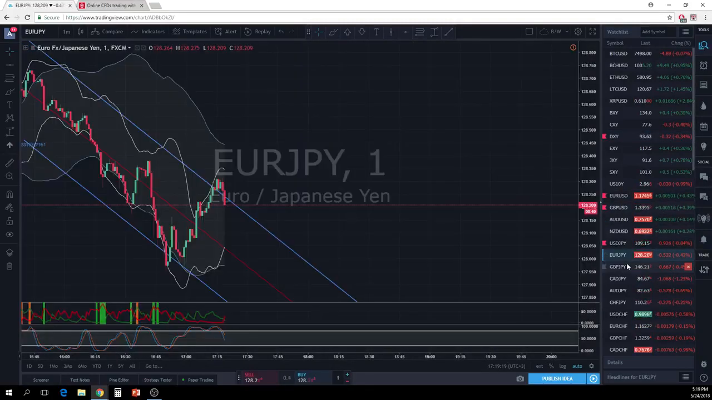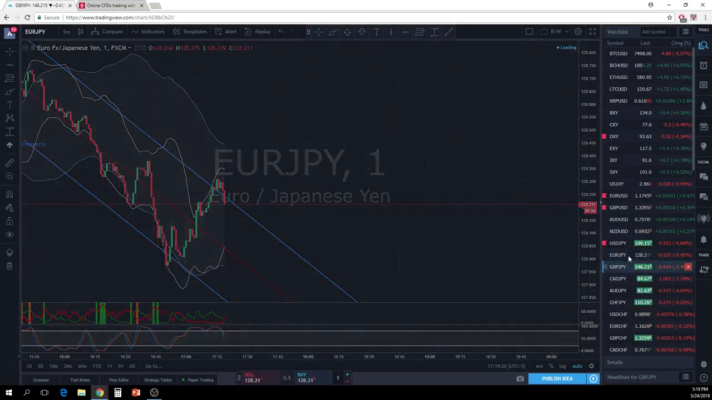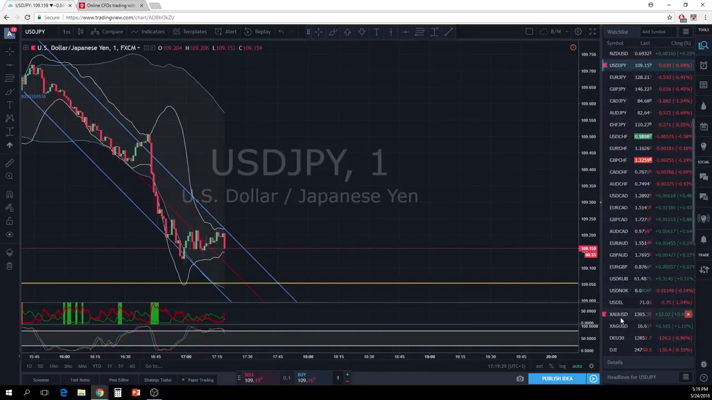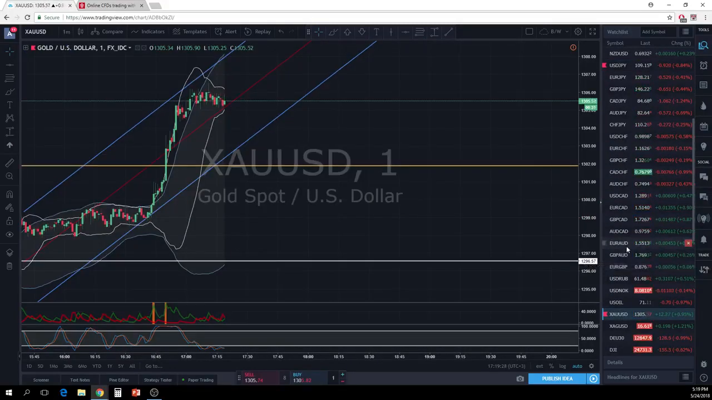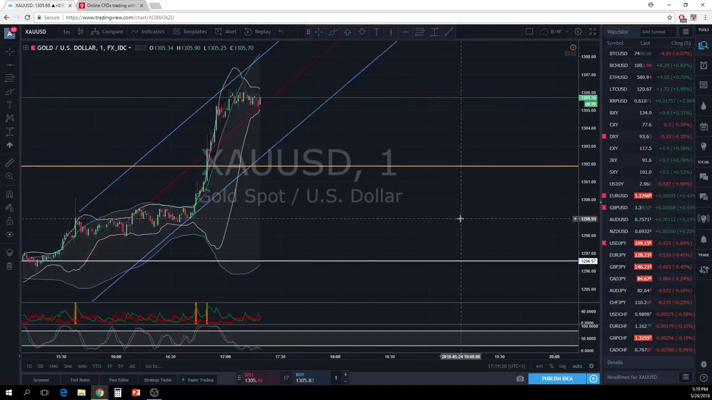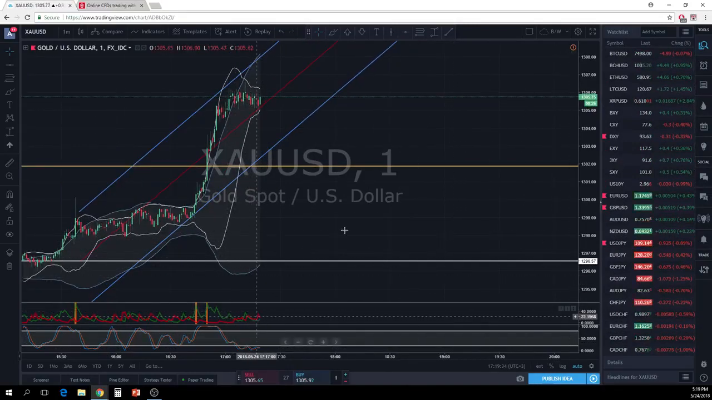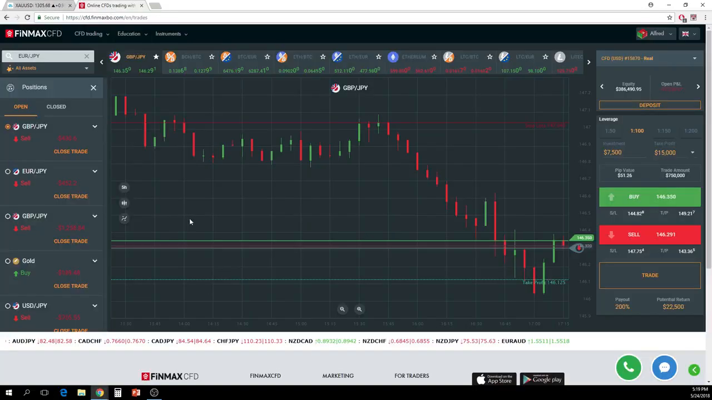Okay, let's take a look at our positions. Euro JPY is decreasing, British pound, Japanese yen, US dollar, Japanese yen. What about gold? It should start decreasing. This is a very low stochastic RSI right here as well. Take a look. Okay, well, I guess there are a lot of changes in prices, so the platform needs to update to fit them.